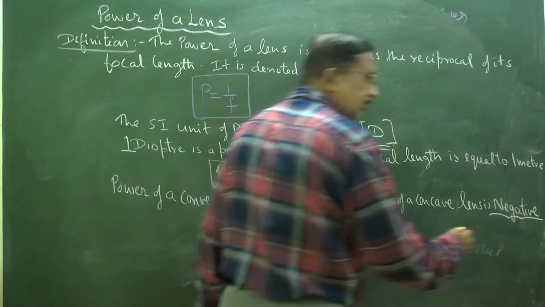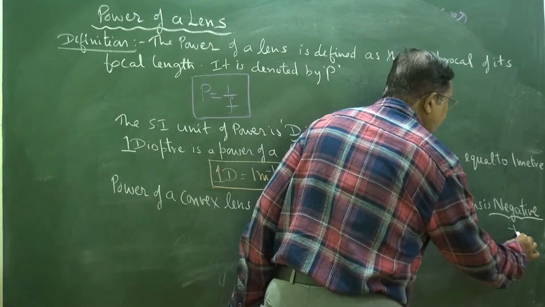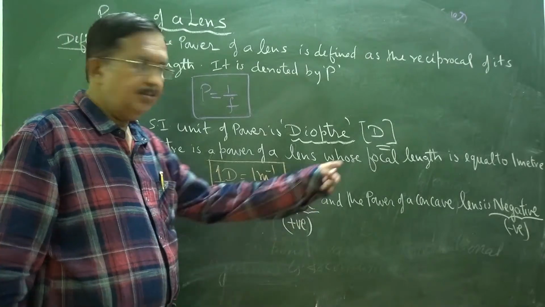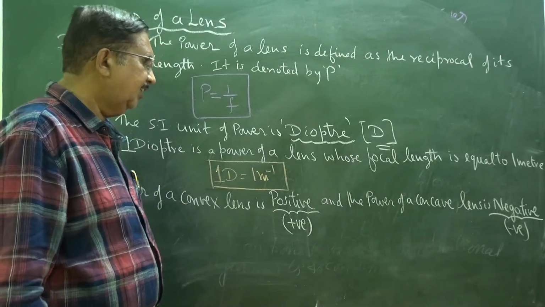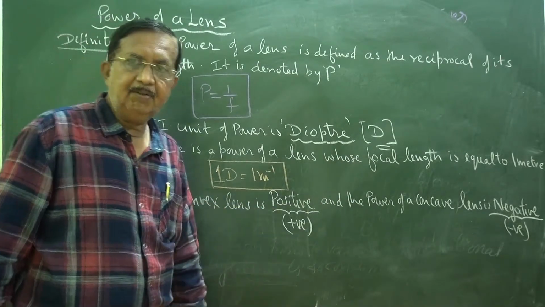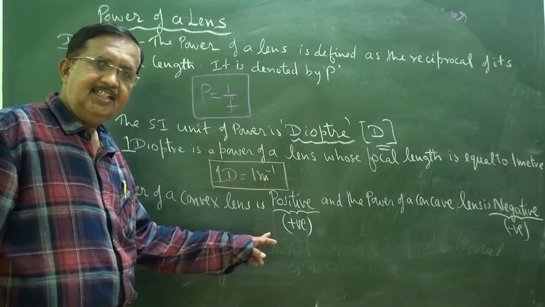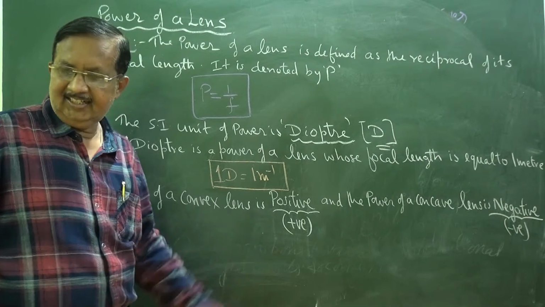If plus comes, you must think of it as a convex lens. If minus comes, you must think of it as a concave lens. Its power is negative, means concave lens. If its power is positive, it is a convex lens.